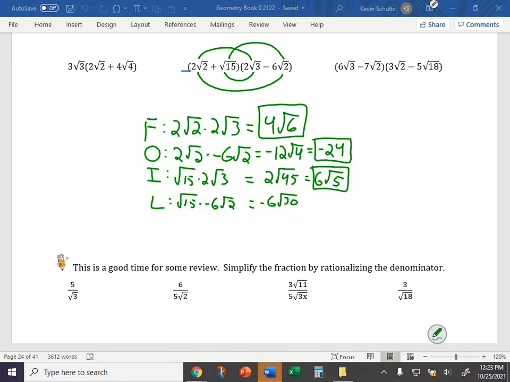How about 6 root 30? Can we do anything with that? 3 and 10? No. 5 and 6? No. 2 and 15? No. So that one is done. Okay? Can we combine any of those four terms with addition or subtraction? Because remember, once we do this multiplying, now we've got these four terms that we're looking to combine if we can. Should we just add them all up into one big one?